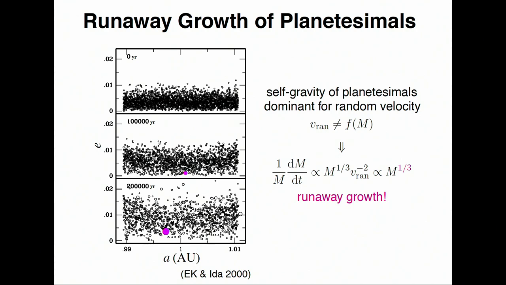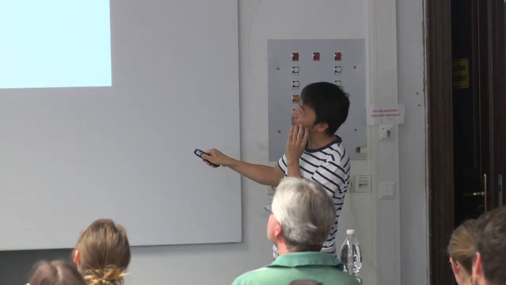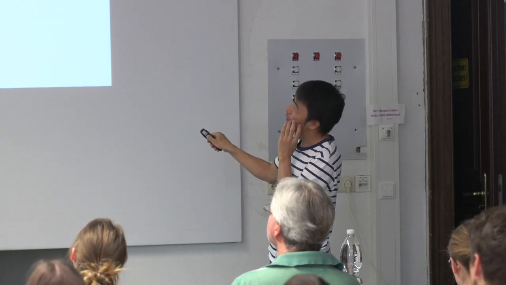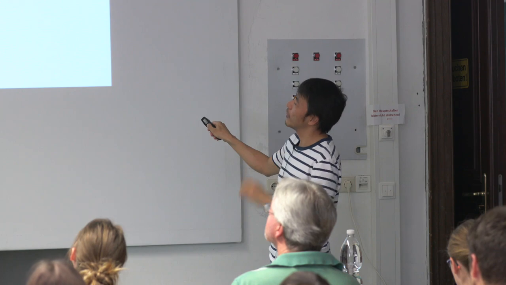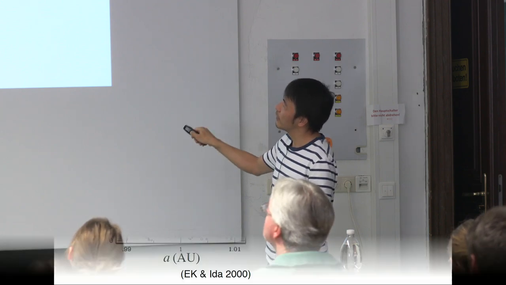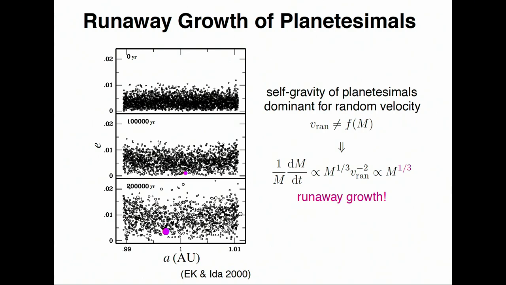So what's happening here is this. The random velocity of these small planetesimals is independent of the mass of this growing body. So V random is not a function of the large M, the mass of this one. In this case, V random is independent of M. Then we have this positive dependence of the relative growth rate on mass, which shows the growth mode is runaway. We can also say, at least in the linear stage, where the back reaction of this growing body on the field planetesimals is negligible, we can have this runaway growth.